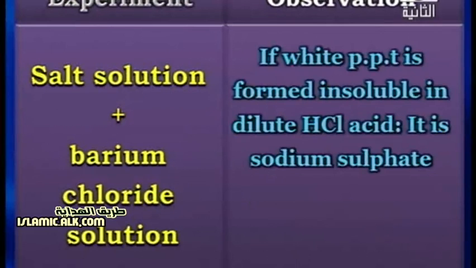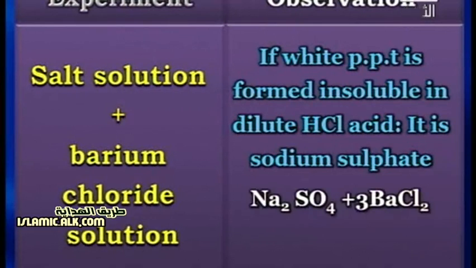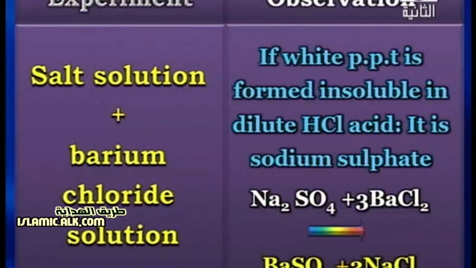But if the white precipitate formed is insoluble in dilute acid, it is sodium sulfate. Here the equation proceeds on the screen: sodium sulfate plus barium chloride solution gives a white precipitate of barium sulfate, and sodium chloride solution is produced.